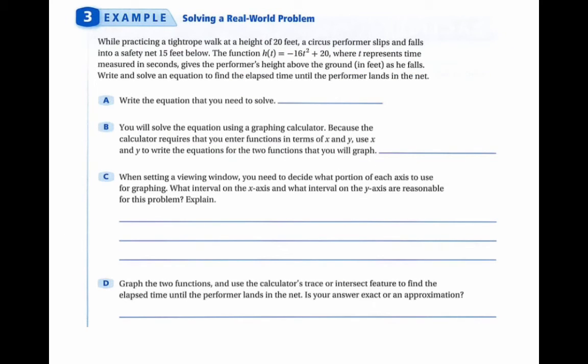All right, a real world problem. We are not going to do this whole thing. We are going to do part of it, though. So go ahead and read this. Pause and read that first part. And I want you to be able to write the equation that you would need to solve. Well, what are we doing? Well, we have the function where t is time in seconds, that gives us how quickly the performer falls.